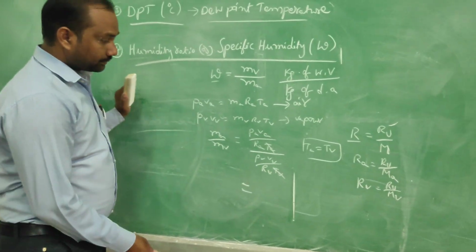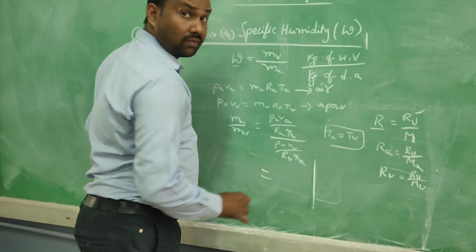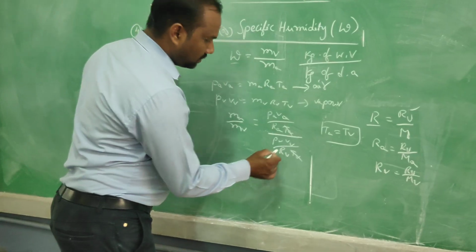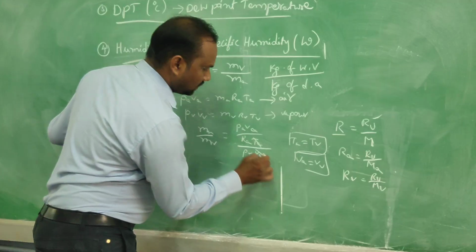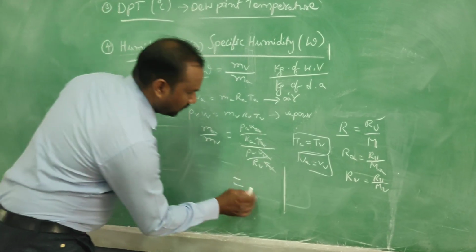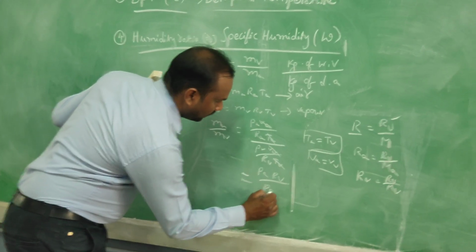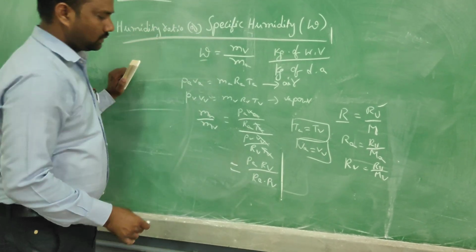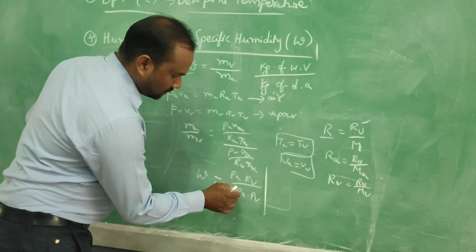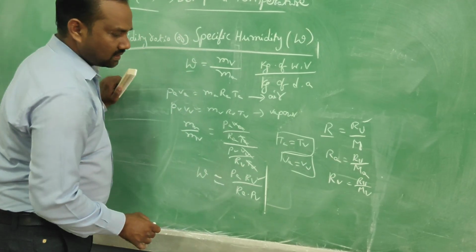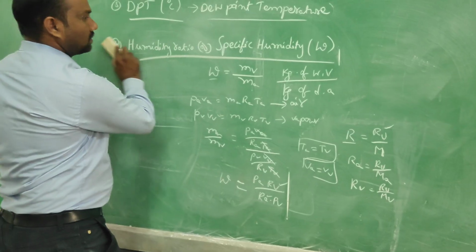The volume of air and the volume of water vapor are also the same, so VA equals VV. As a result, these two get cancelled. Then we have the equation PV RA by RV PA, which is the omega value, where RV is the characteristic gas constant for water vapor and RA is the characteristic gas constant for dry air, which can be substituted here.